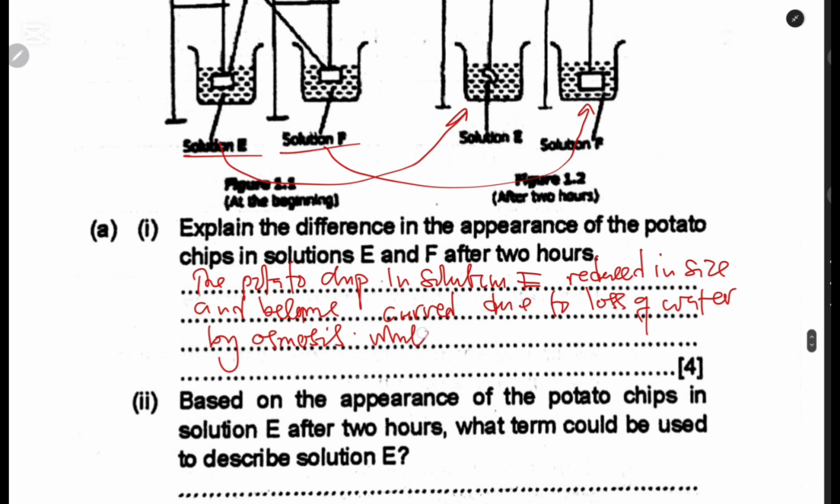Then since we are comparing, while the potato chip in solution F increased in size. Okay, increased in size, and this could be due to gain of water by osmosis. So mainly you can just say the potato chip in solution E reduced in size and became caved, whereas the one in solution F increased in size. I think if you just write that, that is okay.